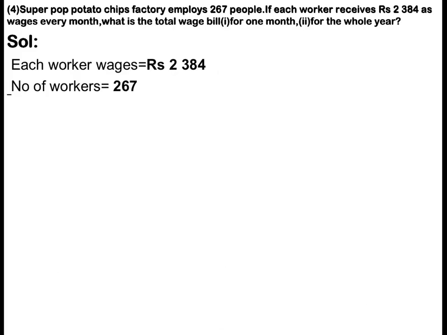Now part 4, question number 4. Question number 4 is: Super Pop Potato Chips Factory employs 267 people. If each worker receives rupees 2,384 as wages every month, what is the total wages bill for 1 month? Part 1 is for 1 month and part 2 is for the whole year.